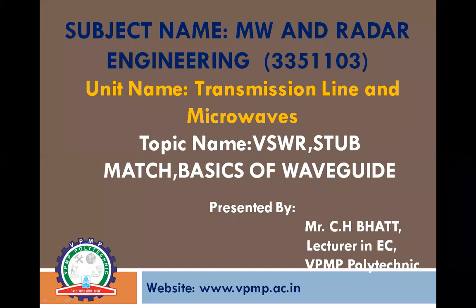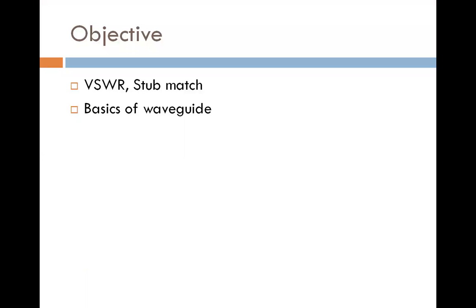Okay, so next we go for the next topic, transmission line and microwaves. Here we discuss the topic VSWR and stub matching and basics of waveguide. So first of all, the first term is the VSWR. So what is the VSWR? VSWR means voltage standing wave ratio.